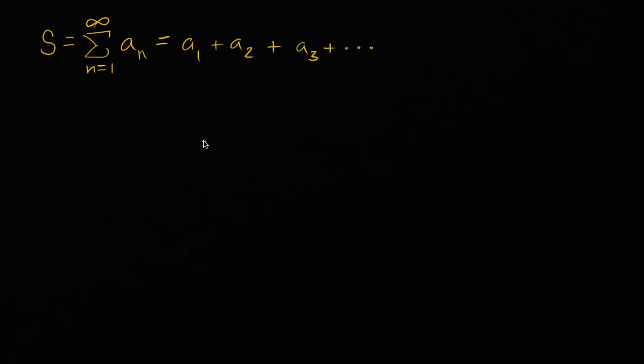Now, what I want to introduce to you is the idea of a partial sum. This right over here is an infinite series. But we could define a partial sum. So if we say S sub 6, this notation says, okay, if S is an infinite series, S sub 6 is the partial sum of the first 6 terms. So in this case, we're not going to just keep going on forever. This is going to be a sub 1 plus a sub 2 plus a sub 3 plus a sub 4 plus a sub 5 plus a sub 6.